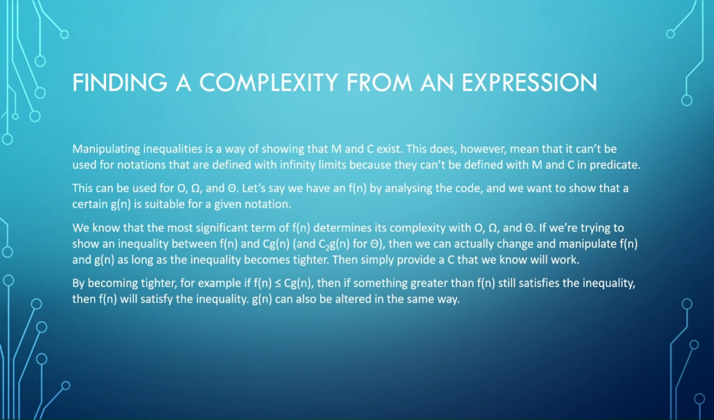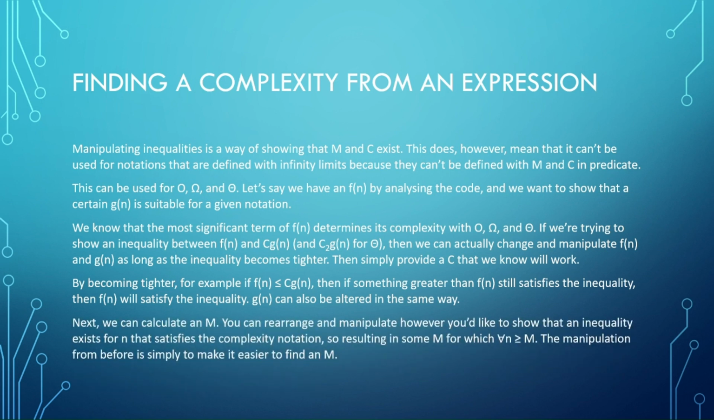By becoming tighter, for example, if f of n is less than or equal to c times g of n, then if something greater than f of n still satisfies the inequality, then f of n will still satisfy the inequality. So g of n can also be altered in the same way. As long as it becomes tighter, if you can logically visualize which way the inequality is, then that will allow us to manipulate it in a certain way.